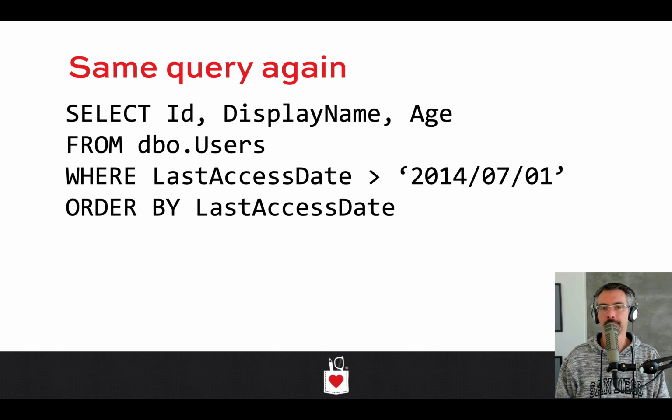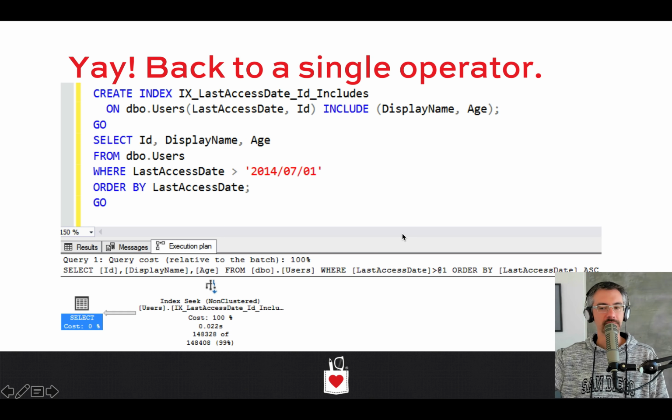Let's take our query plan, select ID, display name and age, where last access date is greater than 7/1 of 2014, order by last access date. Now we've collapsed it right back down to a single operator. We don't have to deal with this index seek plus a key lookup again. And now suddenly the estimates on the number of rows don't matter as much because we're going to do the same plan regardless of how many rows come out of this.